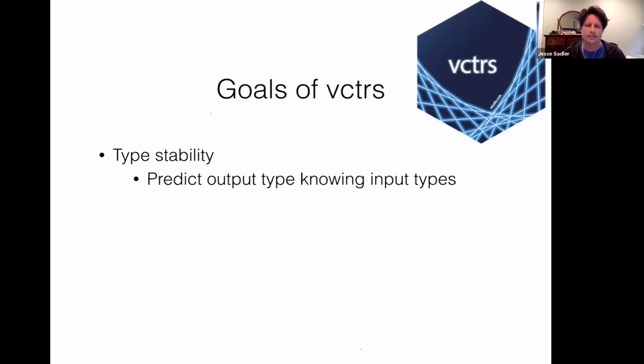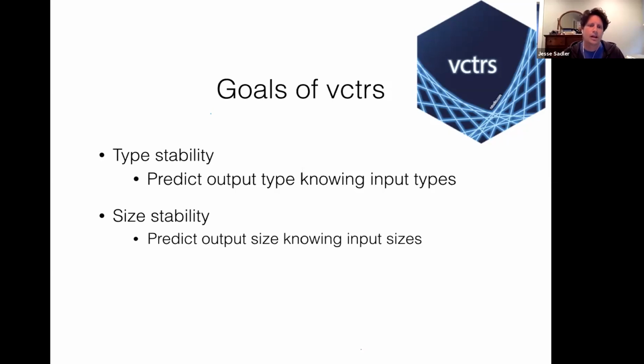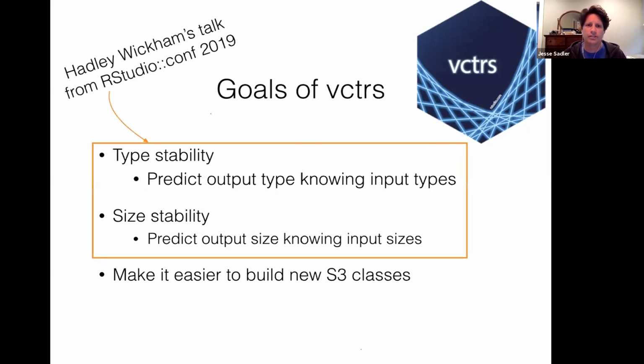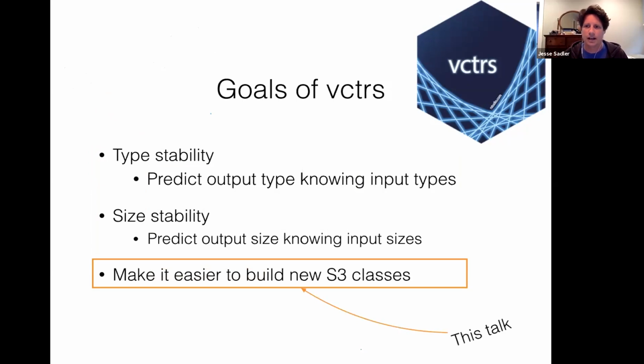So here, this is just talking about classes. You can predict the output class when you know the input class within a given function. Same with size stability, that you can predict the output size knowing the input sizes, that there's stability there. And then finally, it makes it easier to build new S3 classes. Basically, these first two were discussed by Hadley Wickham in his RStudio conference talk from 2019. And this third one is what I'm going to be talking about.